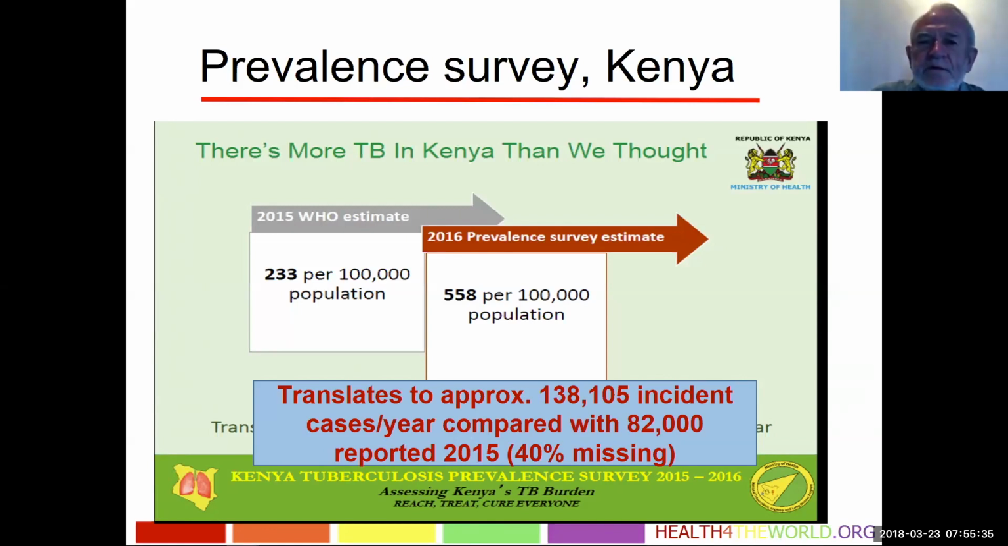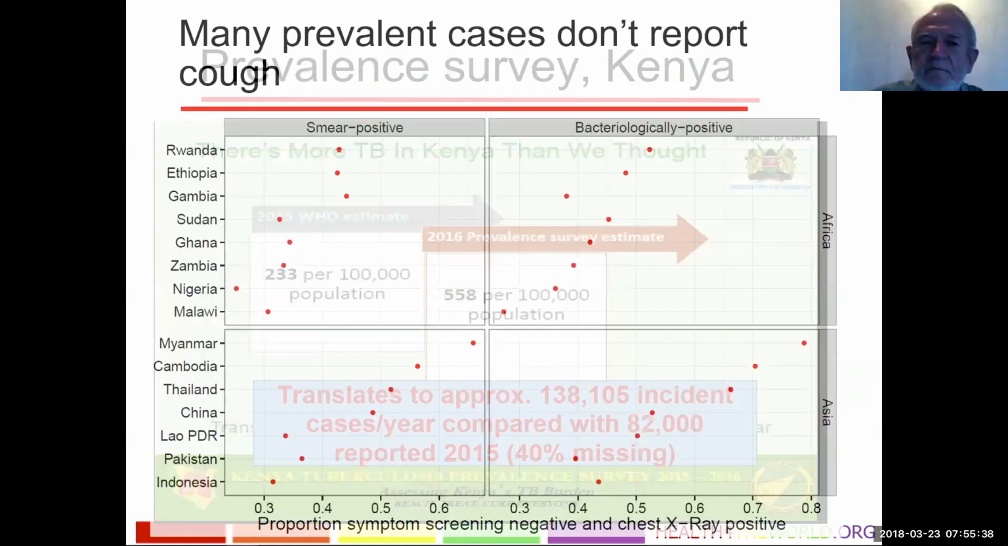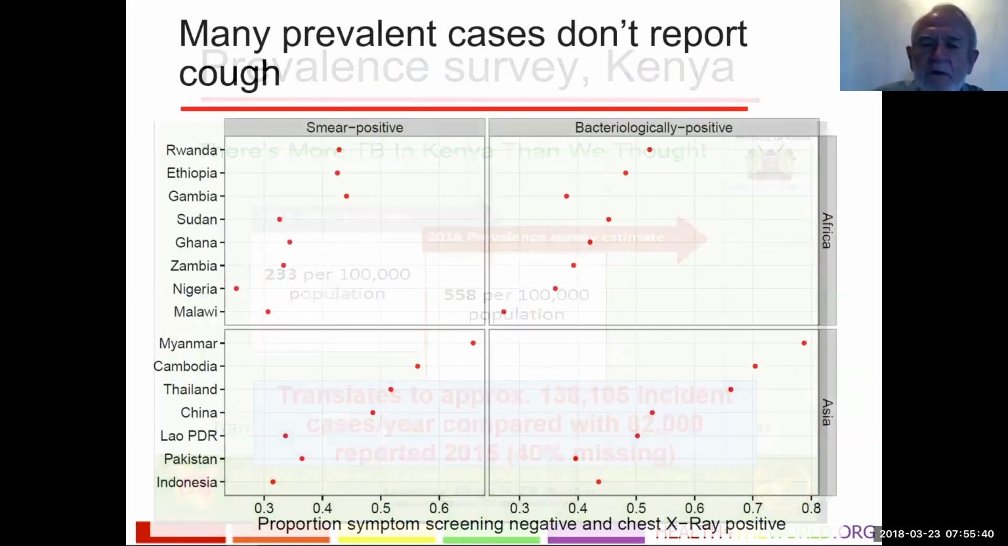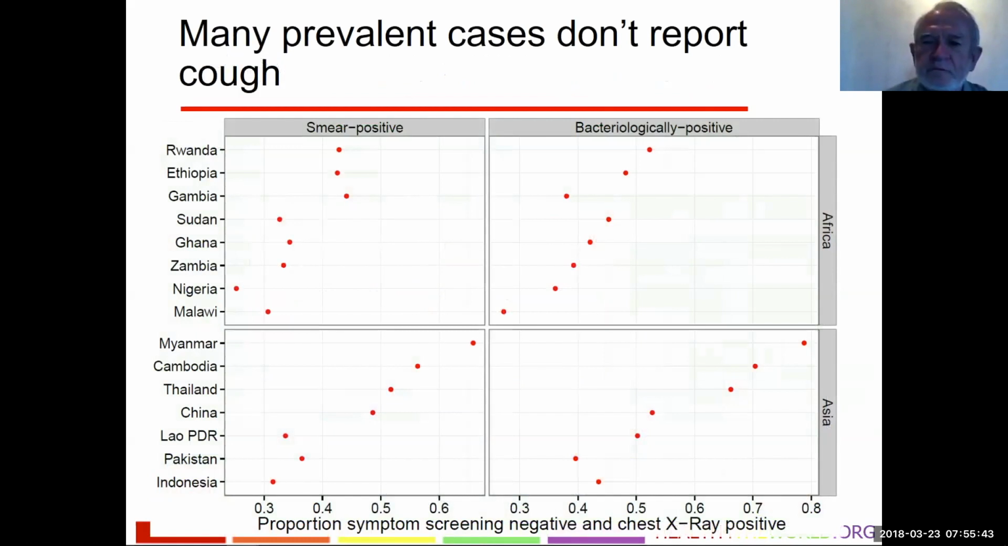This is, I think, a particularly important data display. It's a complicated slide, but in the upper panel, the data from Africa are represented. In the lower panel, data from Asia. The left-hand panel represents cases that are smear positive. The right-hand panel, those that are culture positive, that include the smear positives.